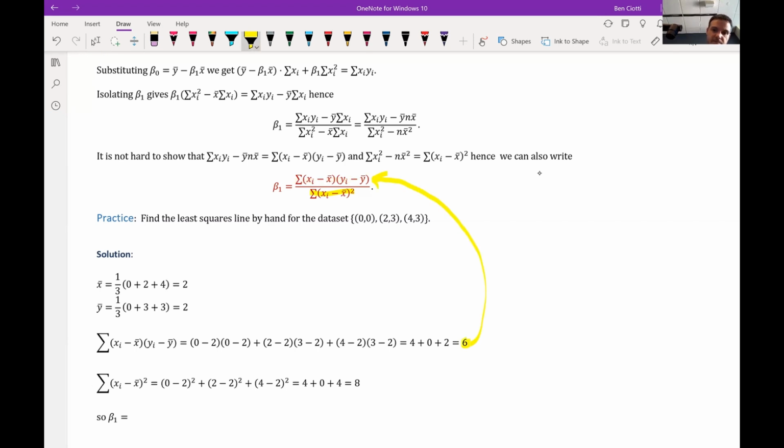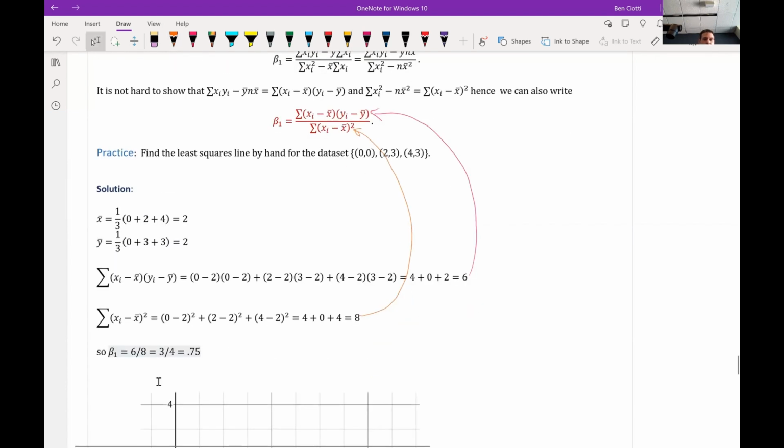Yes, very good. Because the numerator was 6 and the denominator was 8. So beta 1 is 6 over 8, or 3 over 4, or 0.75. Okay. I've got my slope.